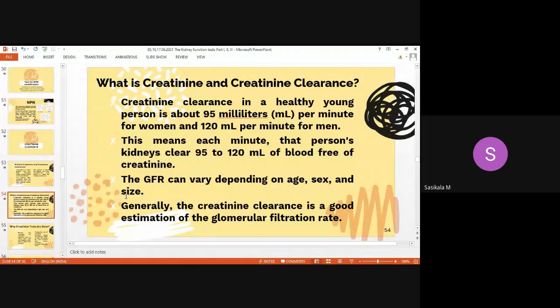When muscle mass is increasing, the creatinine level also will be increased. So it depends on all these factors: age, sex, size, and glomerular filtration rate. And generally, the creatinine clearance is a good estimation of glomerular filtration rate. Hope you have understood how it is related to the GFR. GFR is what? Glomerular filtration rate. All of you listening, right?